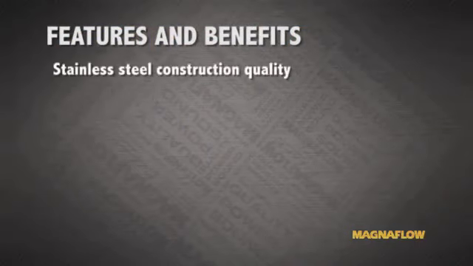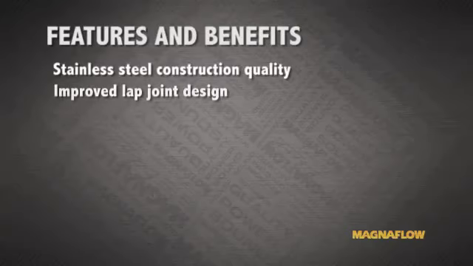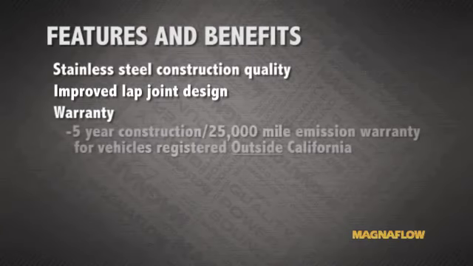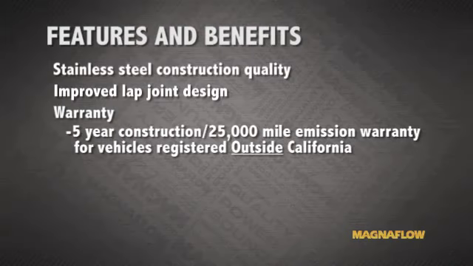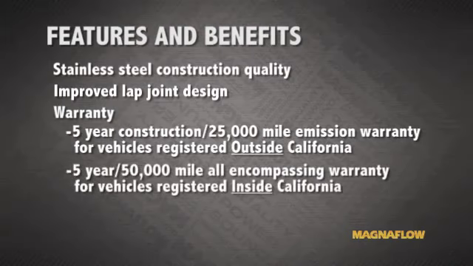The first of those features is stainless steel construction. The stainless steel is not only in the body, but also in the inlets and outlets. The second feature is going to be the lap joints. The lap joints connecting the body to the inlets and outlets has actually got a 1/4 inch of material before the welding is actually conducted. And the third feature is the warranty. For vehicles operated outside the state of California, we have a 5-year construction warranty and 25,000-mile emissions warranty. For those vehicles operated and registered in the state of California, we have a 5-year, 50,000-mile warranty all-encompassing.